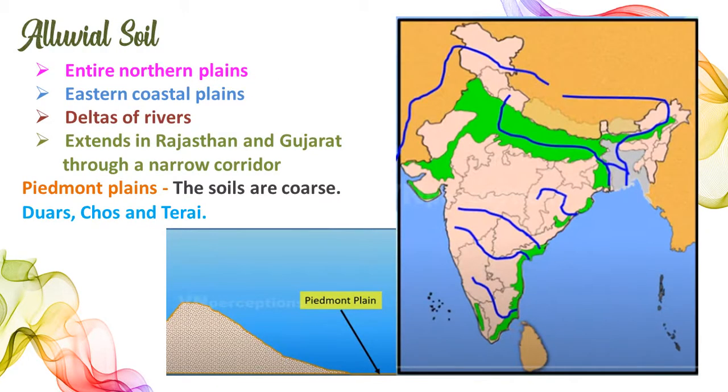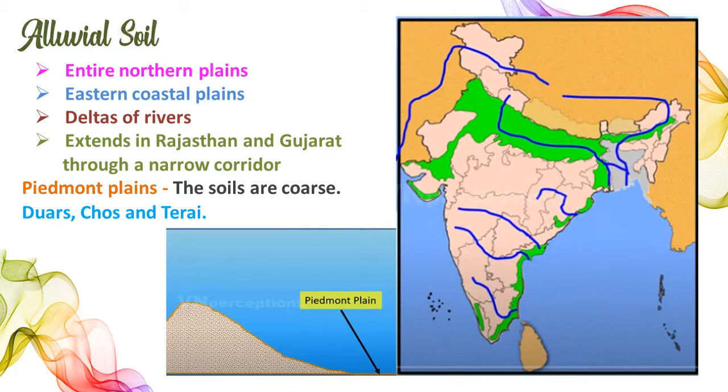Alluvial soil. It is the most widely spread and most important soil. The entire northern plains are made up of alluvial soil. And you can also find these soils in the eastern coastal plains and the deltas of Mahanadi, Krishna, Godavari and Kaveri. Alluvial soil is also found and extends in Rajasthan and Gujarat through a narrow corridor.